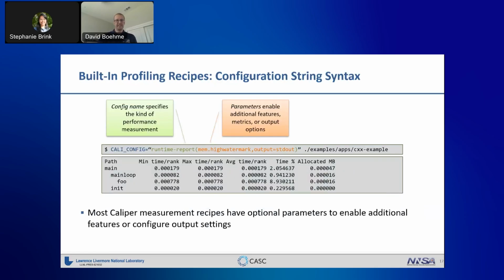These recipes are usually configurable, so you can add additional parameters to select additional features like more metrics, or change certain output options. In the example here, we add the mem.highwatermark option, and that gives you the maximum amount of memory that you had allocated in each of your annotated regions. And you can also redirect output to files, for example, but here we're just directing it to standard out.